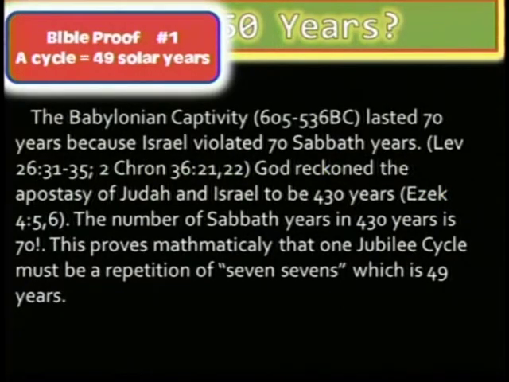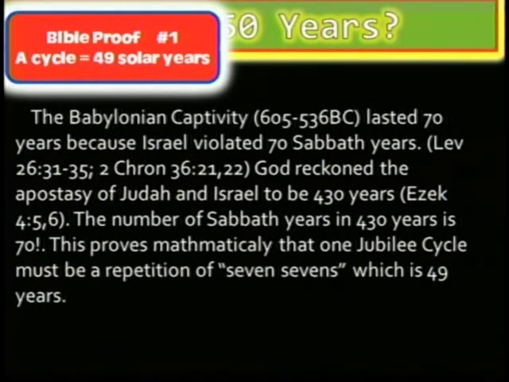And here's the scripture. The Babylonian captivity, which was from 605 to 536 BC, lasted 70 years because Israel violated 70 Sabbath years. You'll find that in Leviticus 26 and 2 Chronicles 36. God reckoned the apostasy of Judah and Israel to be 430 years. Remember when Ezekiel laid down on his side at a day for a year? The number of Sabbath years in 430 years is 70.